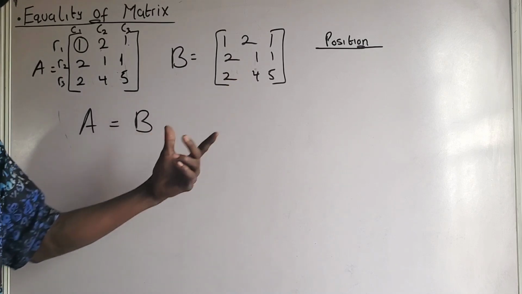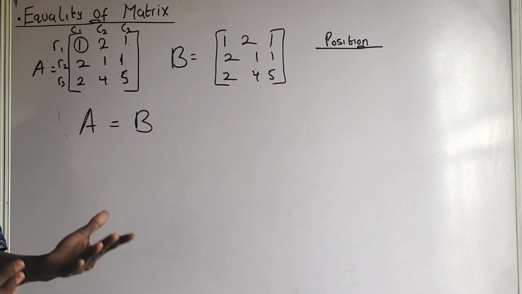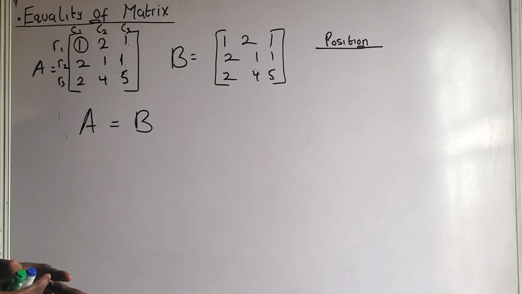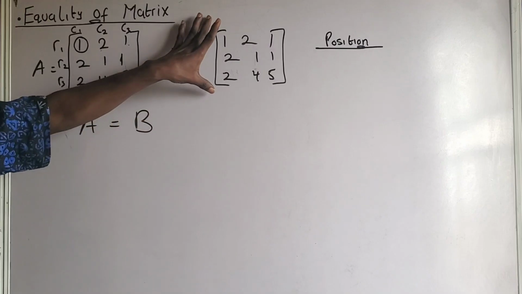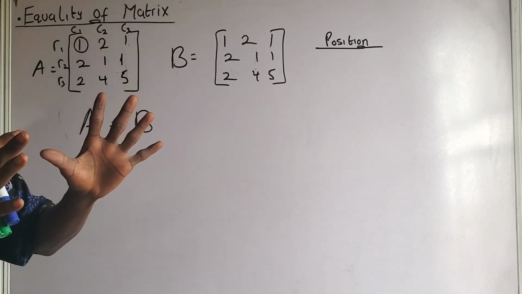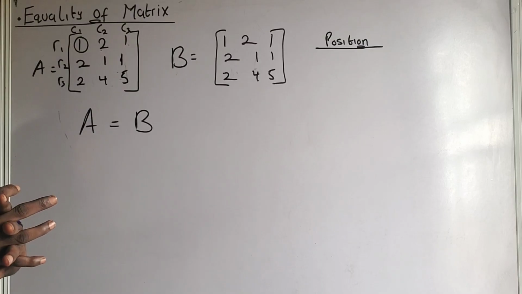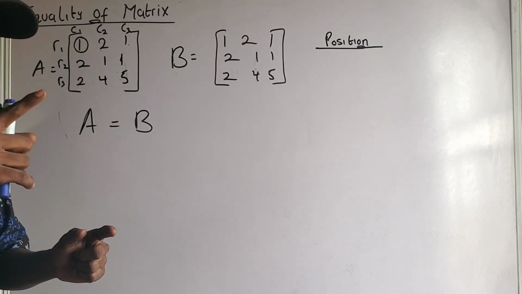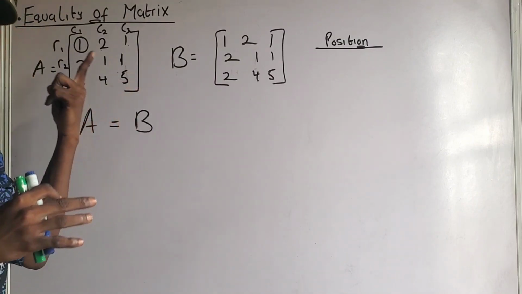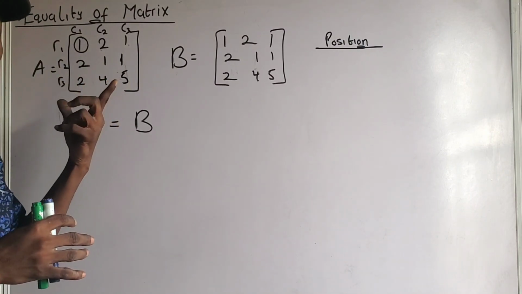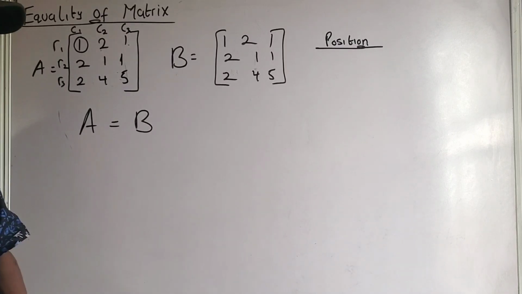Are you getting it? Now, from this example that we have on the board, can we say that A equals B? Of course, yes. We can say that. The reason is because all the elements that are present here correspond to the elements that are present here, in the same position. If they are not in the same position, we cannot say that they are equal. That is why I put the word corresponding. The elements present in the first matrix must correspond to the elements present in the second matrix. So that's it.